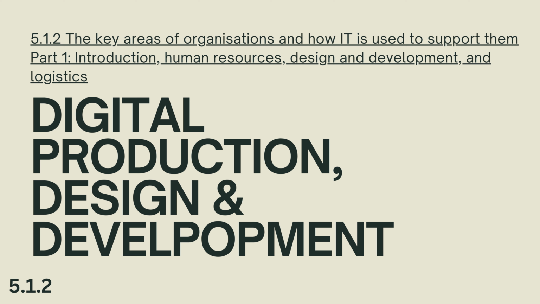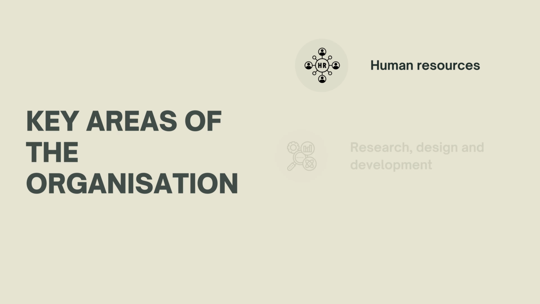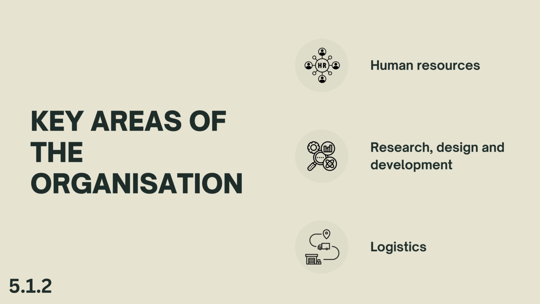In today's video, we're going to explore a crucial aspect of how modern organizations operate, the key areas of organizations and how information technology, or IT, is used to support them. This is section 5.1.2, the key areas of organizations and how IT is used to support them. Part 1 contains the introduction, human resources, research, design and development, and logistics. There will be another video that covers marketing, finance, and management.